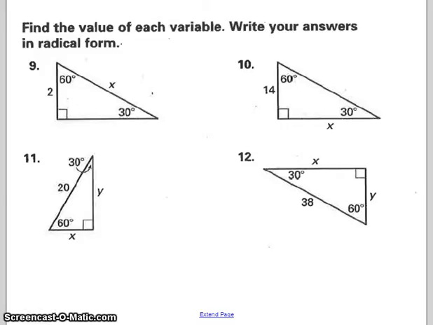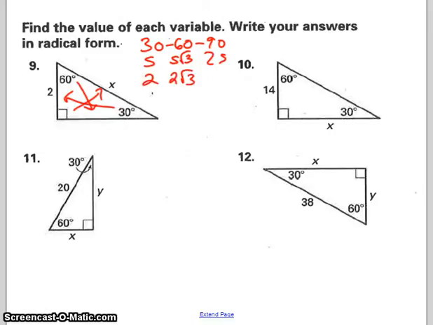Alright, number 9 and number 10. We have 30-60-90 right triangles, and we know the ratio is s across from the 30, s square root 3 across from the 60, and 2 times s across from the 90. In this case, s equals 2, so across from the 60 is 2 rad 3, and across from the 90 is 2 times 2. So x equals 4.